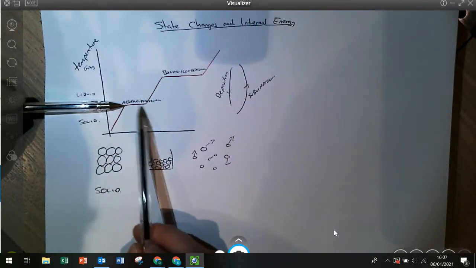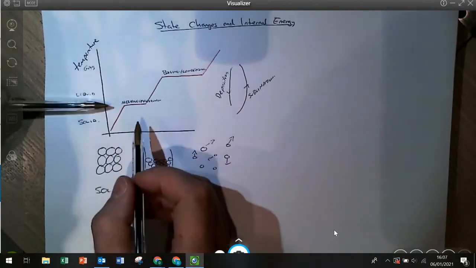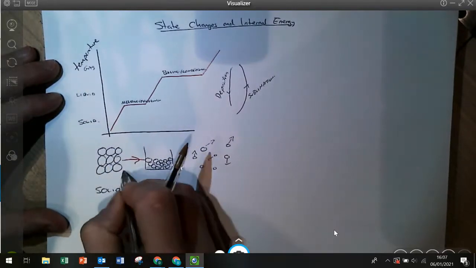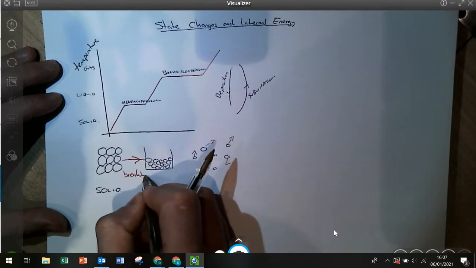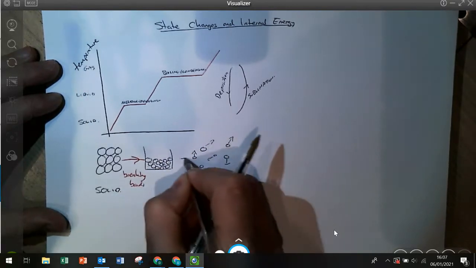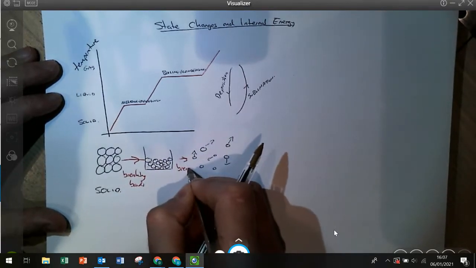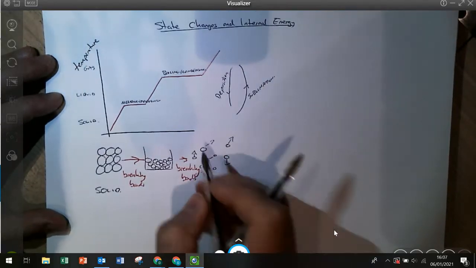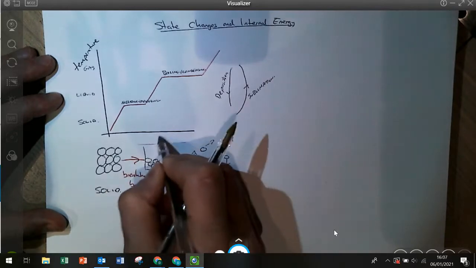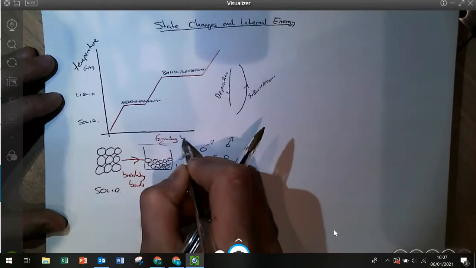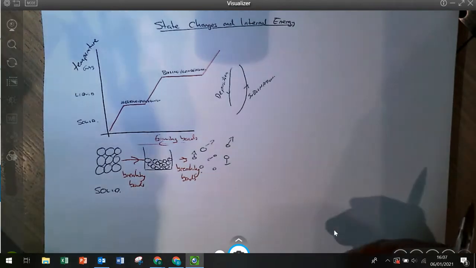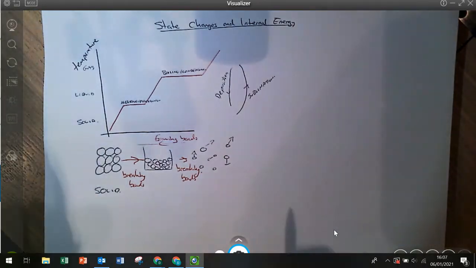So in a state change, the temperature remains constant. That is really important. Why is that? Because as we're going this way, what are we doing? We're breaking bonds. And here again, we're breaking bonds. And it takes energy to break the bonds. And then if we're going the other way, we're forming bonds, which effectively releases or gives out some energy.